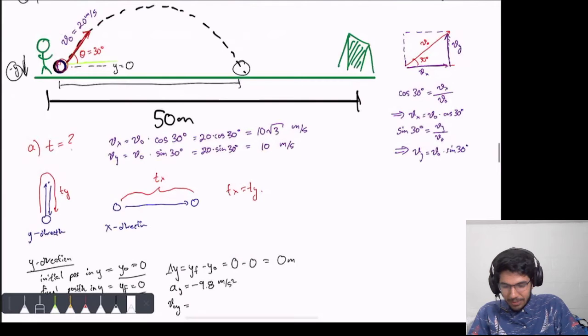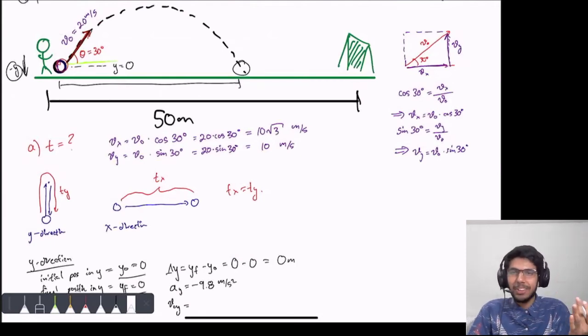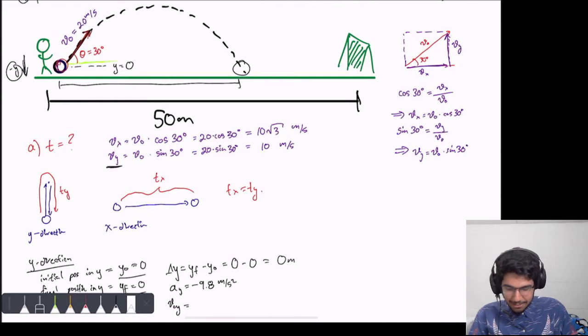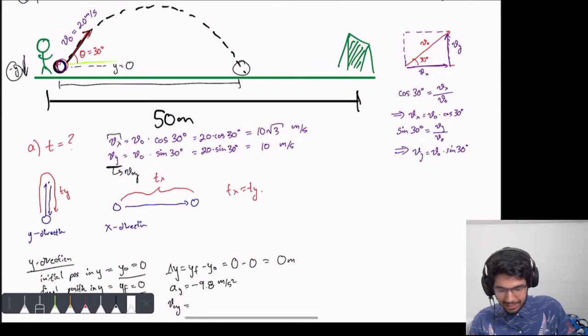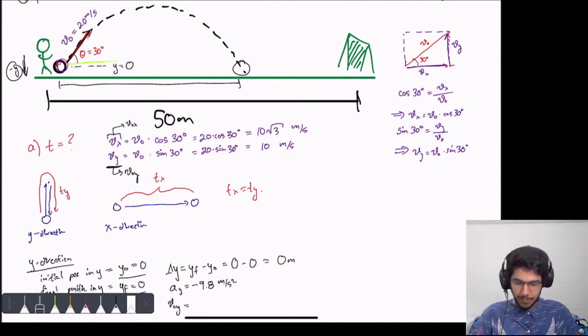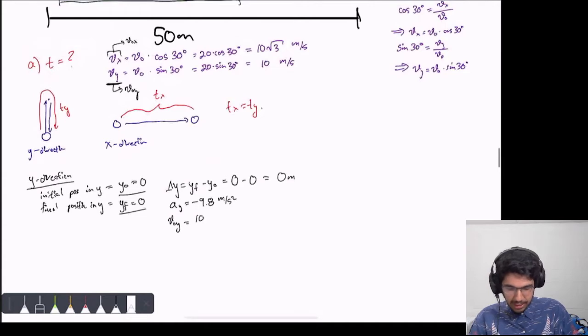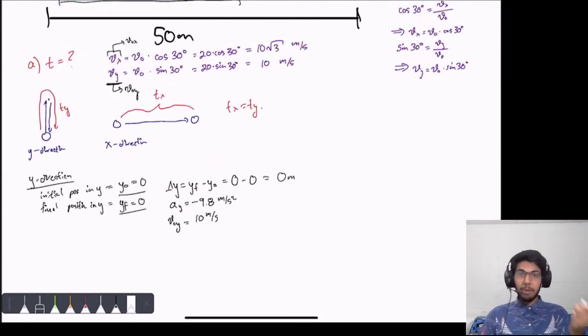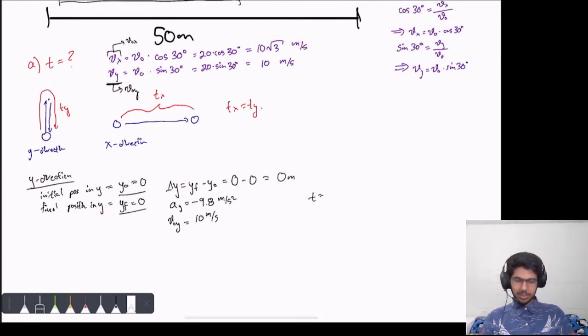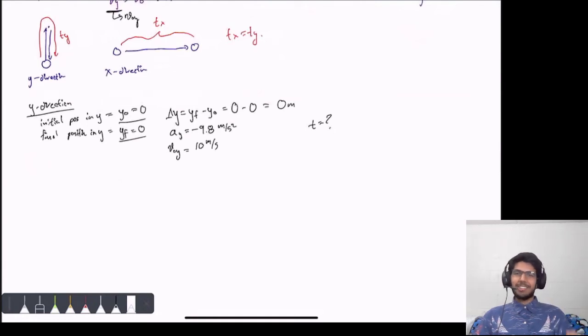Why? Because we have this V initial, and we broke it into its components. So really, this Vy here, that's disguised as VOY, the initial y. And similarly, this x here is V initial x, but we're not concerned about the x direction right now. So we have that this is equal to 10 meters per second. So now we have three variables, and we're looking for time. T equals question mark.